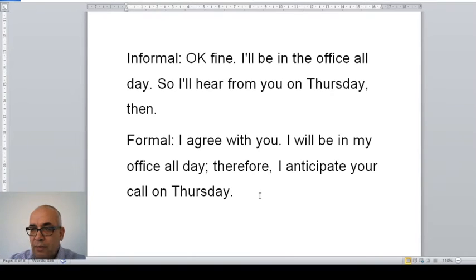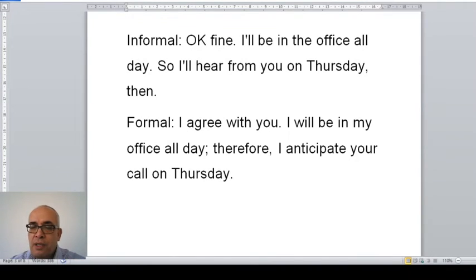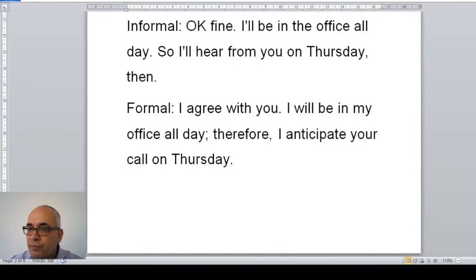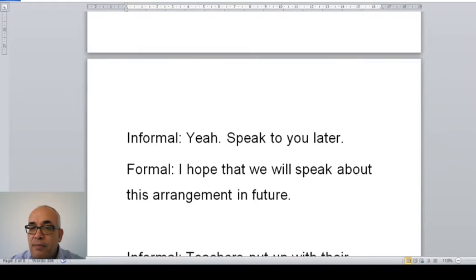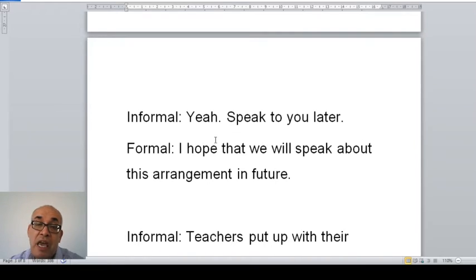But informal English is used with friends and family, but formal English is used in exams, in job interviews, in formal situations, different formal situations. Again, yeah, speak to you later. This is informal. We don't say yeah in formal speaking or writing. Speak to you later, again informal, because it's not a sentence.